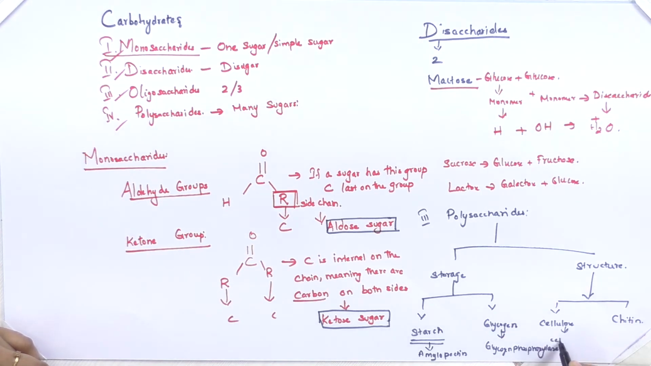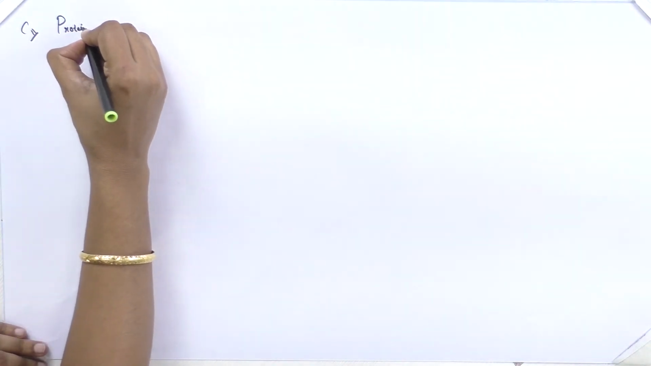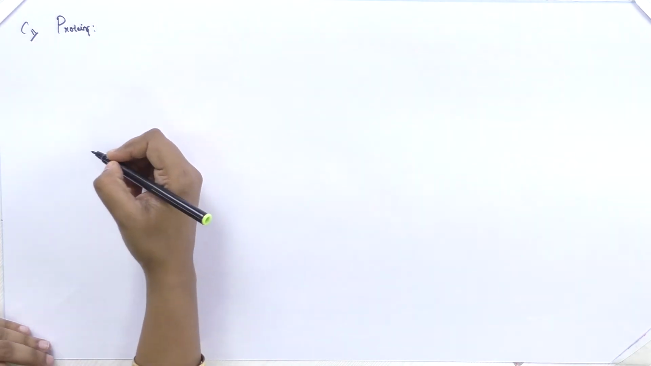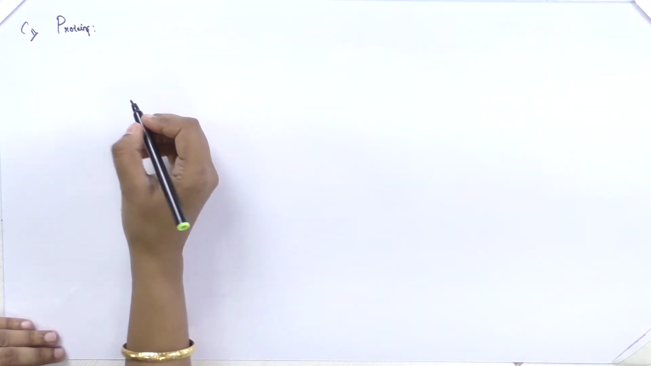Cellulase by cellulase enzyme. And finally, we have chitin, which is an exoskeleton which is hardened by calcium carbonate addition. Now, we are going to move on to the second category of macromolecules. After carbohydrates, we are moving on to proteins. So, the building blocks of proteins are amino acids. Proteins are made up of 21 different amino acids.